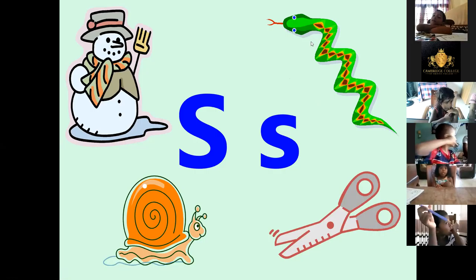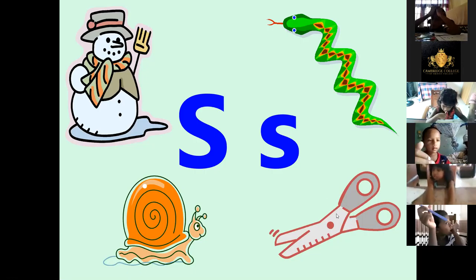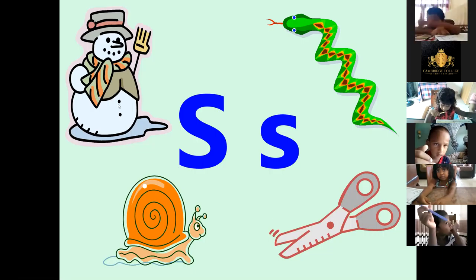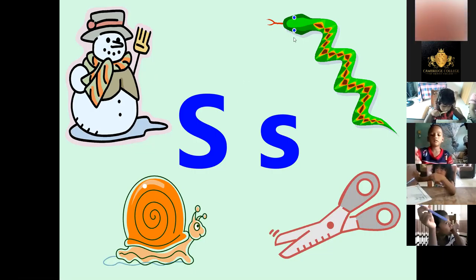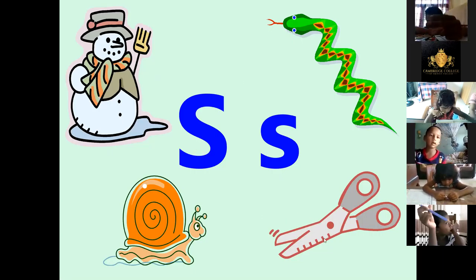Next one snake. S for snake. S for snake. Next one S for snail. Who is a snail? A snail is a small animal. Last one, S for scissors. What do you mean by the scissors? Scissors means katura. So you use this to cut pictures at home. So first one, S for snail. Second one, S for snake. Next one, S for snail. Last one, S for scissors.